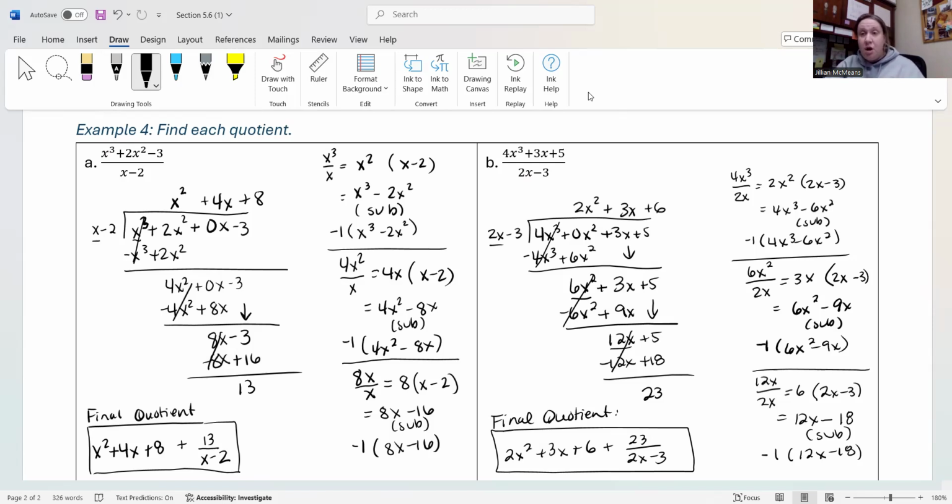So do make sure you know how to divide a polynomial by a binomial. It could potentially come up when you get into a college algebra or a pre-calculus class, so some kind of college level math, okay?